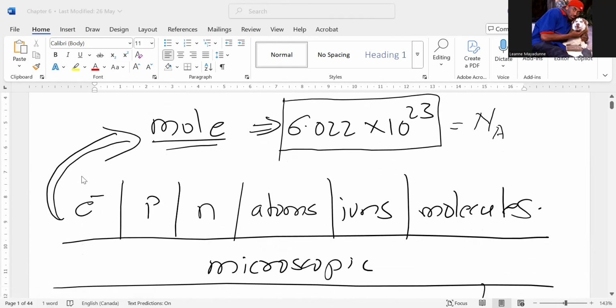Now, where is it used? Because it's such a large number, it is used for microscopic entities like electrons, protons, neutrons, atoms, ions, molecules. If in a lab you ask for 1 mole of sugar, we can get 1 mole of sugar, and it is easily quantifiable. Does that make sense?